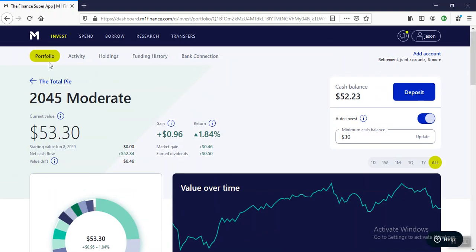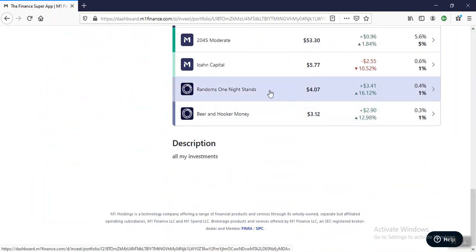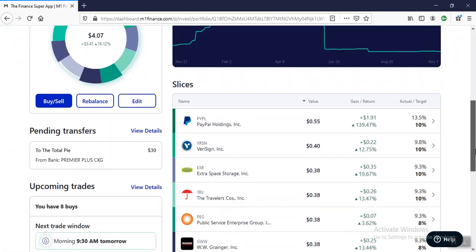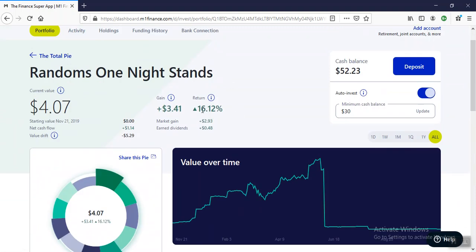It's just a targeted date fund. This is probably the best thing for your average person, although Dave Ramsey advises against it. I don't know how I feel about that. Random one-night stands. Literally used a random number generator to pick stocks, and this thing is up 16%.